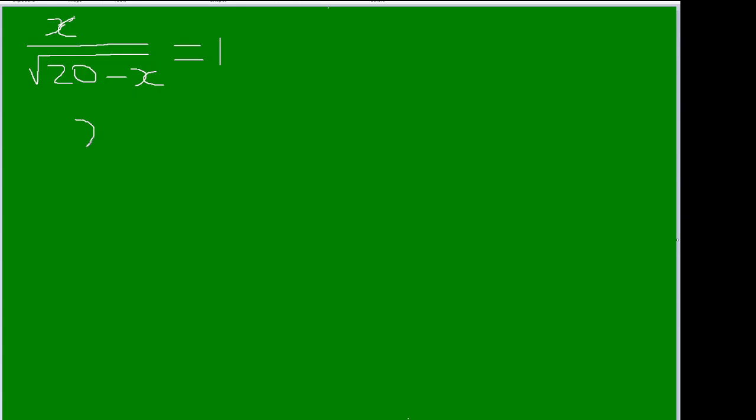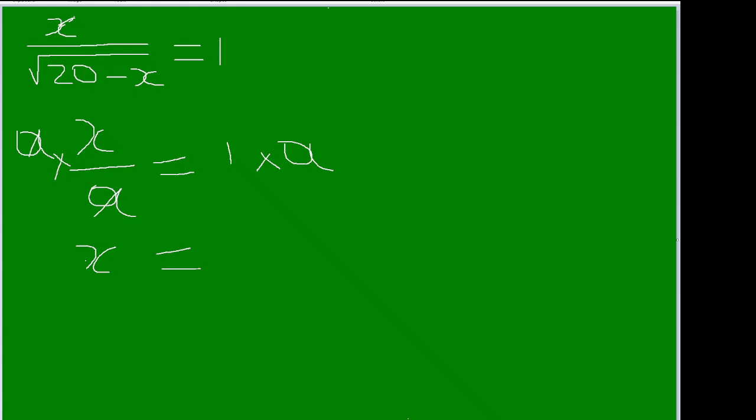If we had x divided by a is equal to 1, we would multiply by a on both sides. Here we're left with x, and anything you multiply by 1 remains the same, so we'll be left with a on this side. So now that we've done that example, let's get back to our problem.